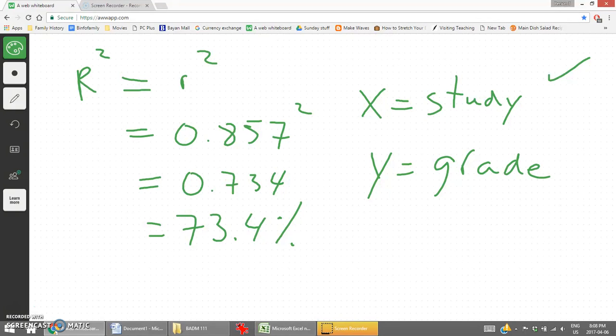Now, using study time has basically accounted for 73.4% of the variation in the dependent variable. So study time by itself is a pretty good measure and predictor of grades. So for the R-squared value, the coefficient of determination, all we have to do once we calculate the Pearson correlation coefficient is just square that value.